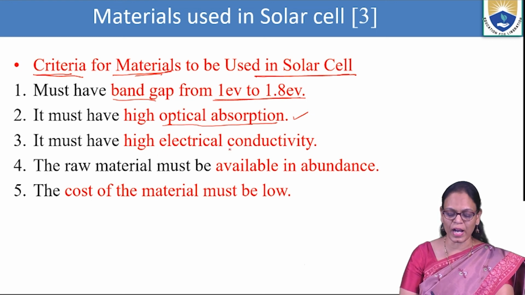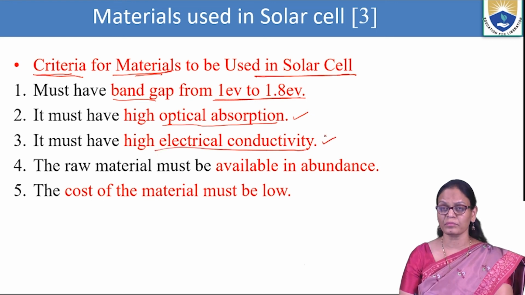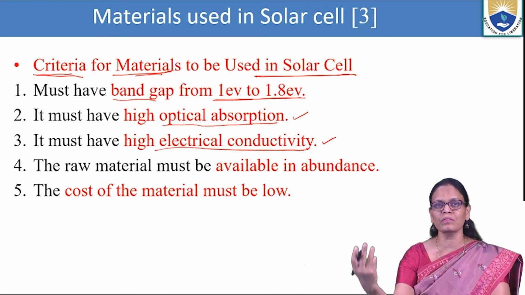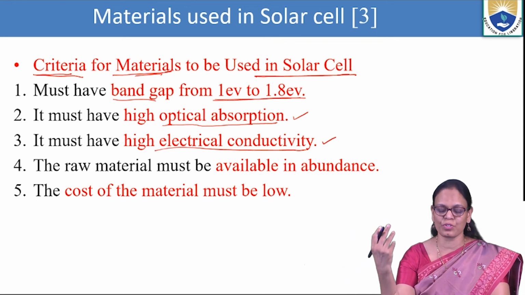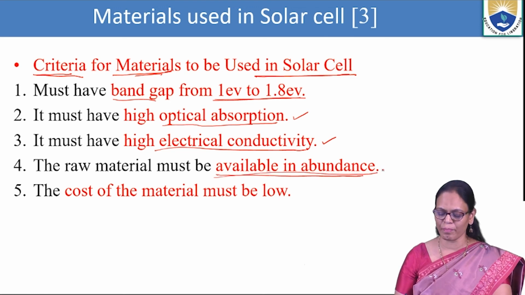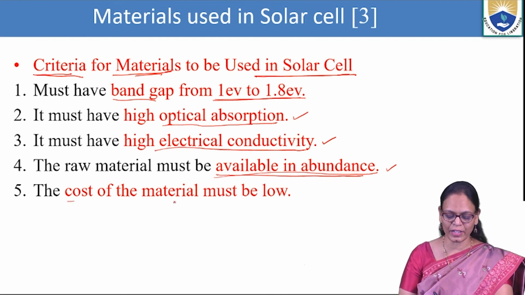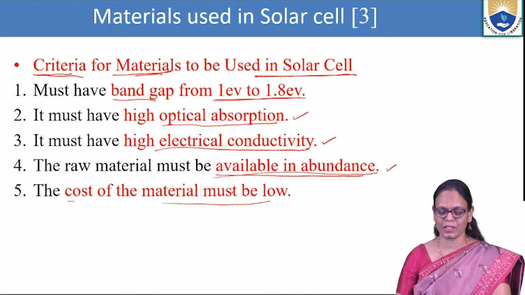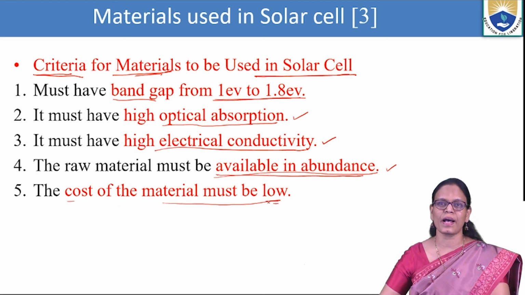And also it should have high electrical conductivity. Why electrical conductivity? If the conductivity is high, it will allow the electrons to flow freely, and then we have the current. Then coming to the availability, it should be available in abundance. They should not be rare materials. And finally, when it comes to manufacturing, cost effectiveness has to be there. So the cost of the material also has to be low.